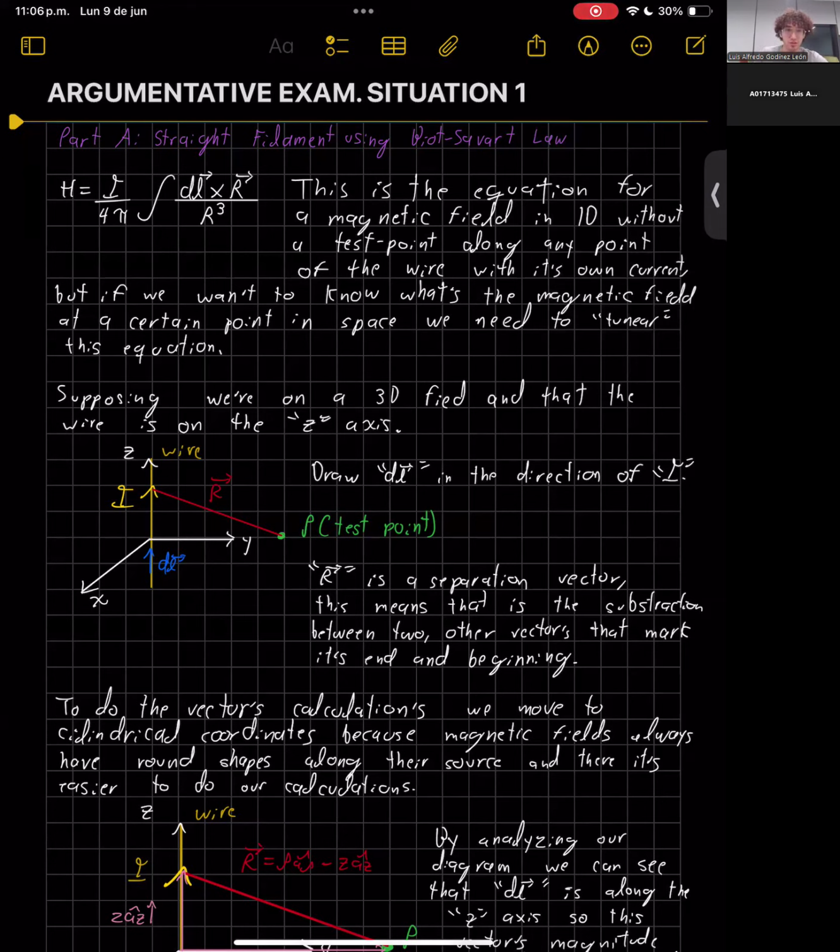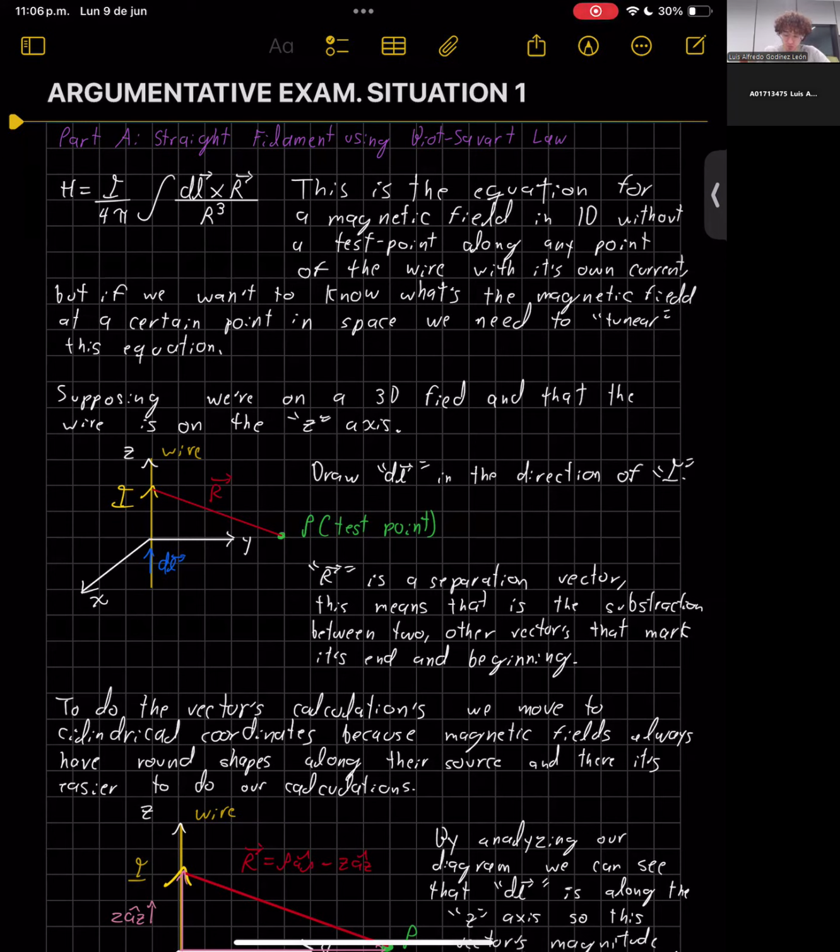Starting with the argumentative, for situation one of our argumentative exam, we have it divided in two parts. Part A is a straight wire using Biot-Savart law, so here's all the explanation. At the beginning, we have the equation for the magnetic field in one dimension, without having a test point along any point of the wire with its own current.